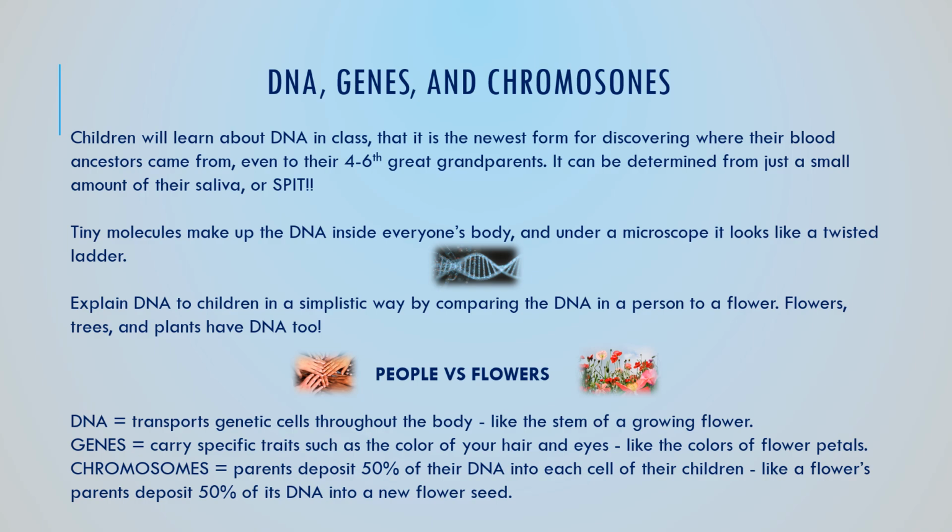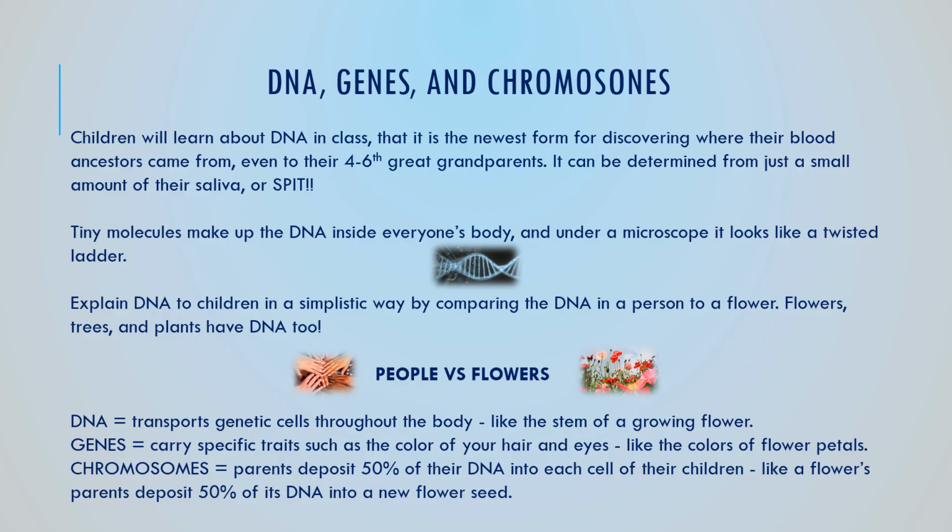Children will eventually learn about DNA in school, that it is the newest form for discovering where their blood ancestors came from, even to their 4th to 6th great-grandparents. It can be determined from just a small amount of their saliva or spit. Tiny molecules make up the DNA inside everyone's body, and under a microscope it looks like a twisted ladder.